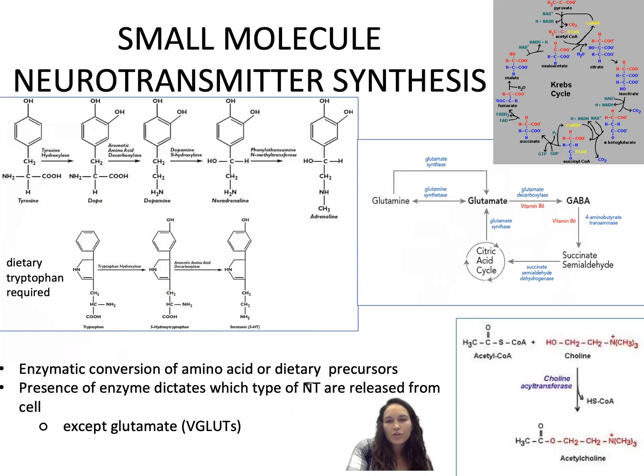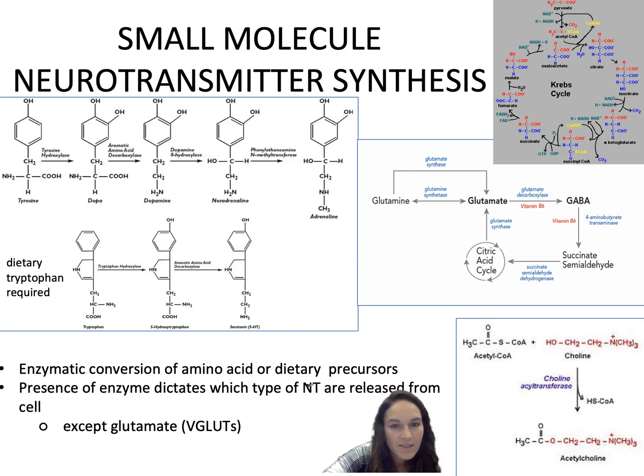So in terms of the classical neurotransmitters, you'll notice we just need some sort of enzymatic conversion of an amino acid or dietary precursor, and the presence of certain types of enzymes that are going to be expressed are going to dictate what each neuron is going to release. So if a neuron is expressing tyrosine hydroxylase and beta hydroxylase, we can be certain this neuron is releasing norepinephrine and not dopamine. If I know a neuron expresses glutamate decarboxylase, I can be pretty sure it's making GABA. If I know it's expressing ChAT, we know it's making acetylcholine.